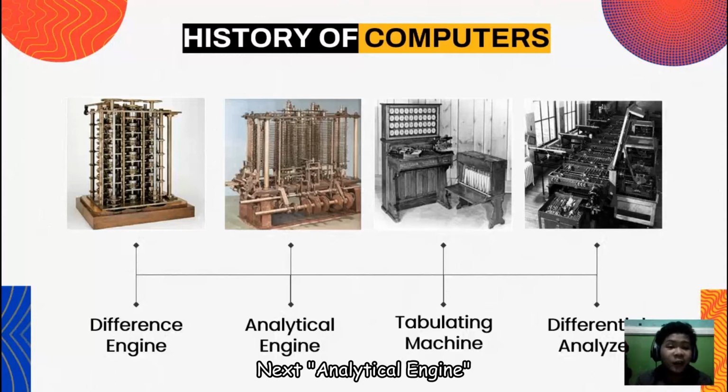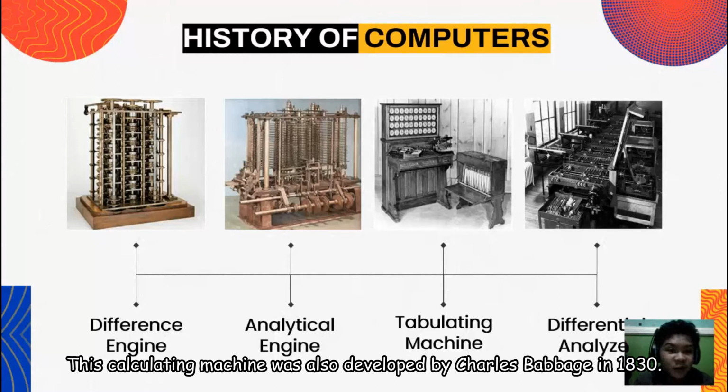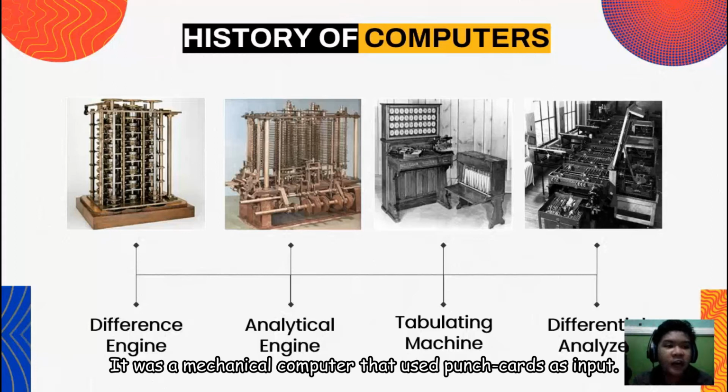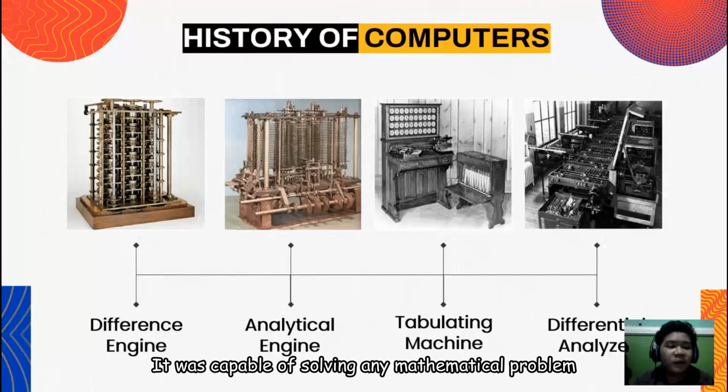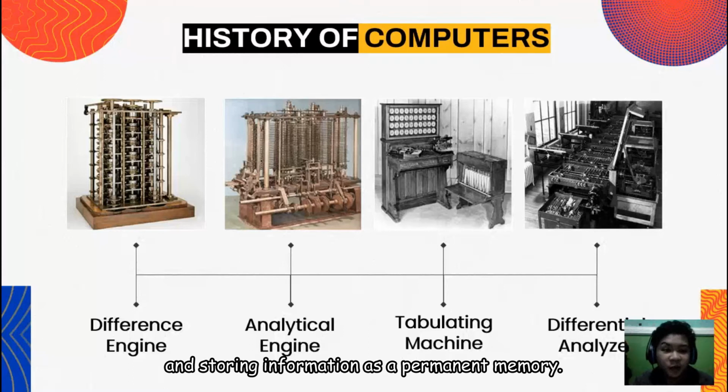Next, the analytical engine. This calculating machine was also developed by Charles Babbage in 1830. It was a mechanical computer that used punch cards as input. It was capable of solving any mathematical problem and storing information as a permanent memory.